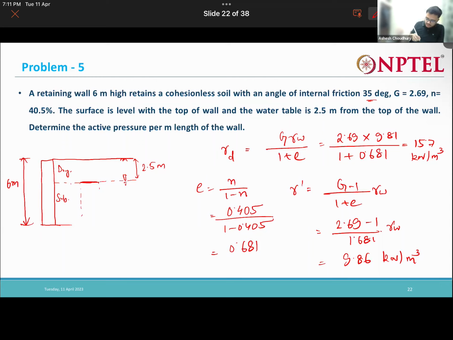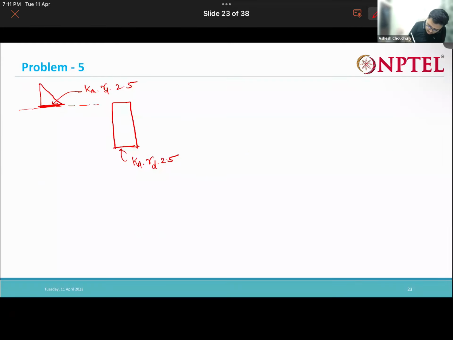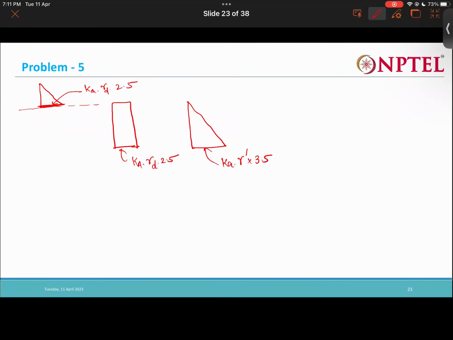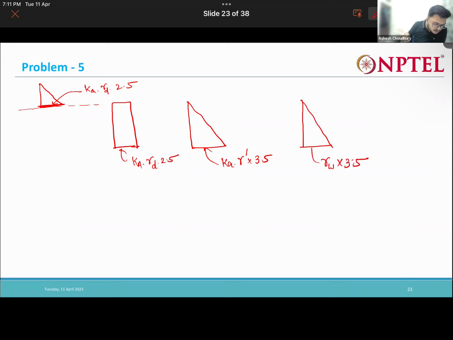Now let us come to the lower portion. For that, we will have K into gamma submerged into 2.5 minus 6, how much? 3.5. And also we will have this water here, gamma w into 3.5. Okay, so we have all these things: 1, 2, 3, 4.